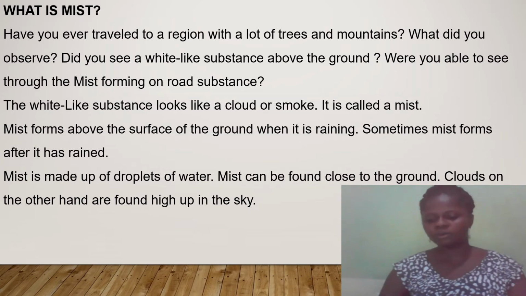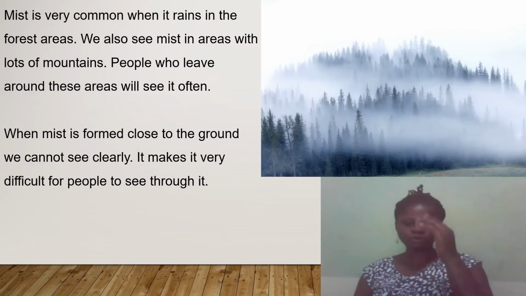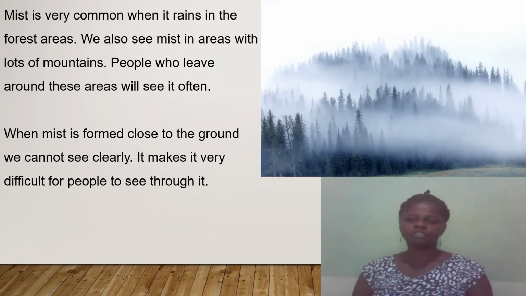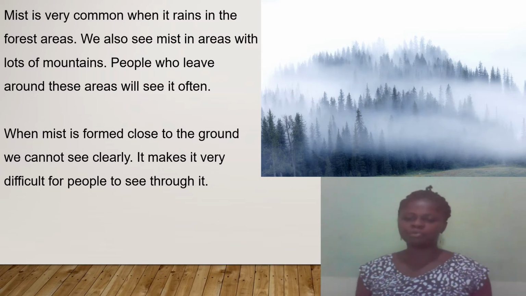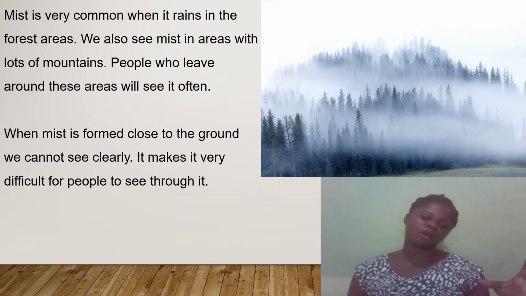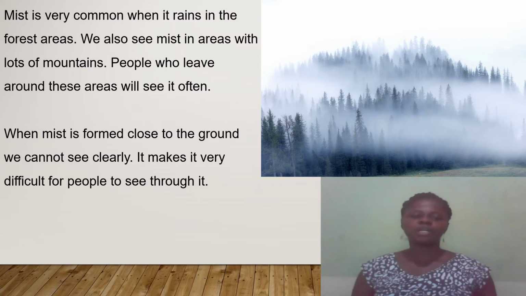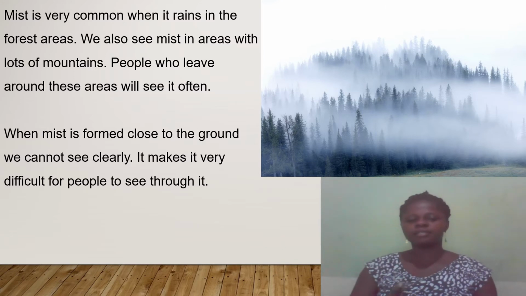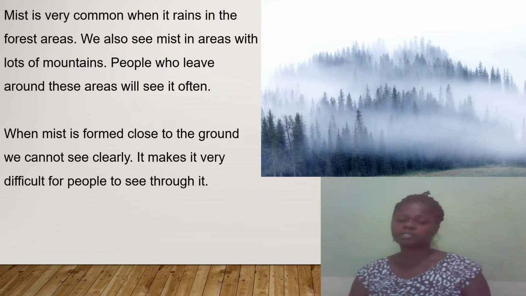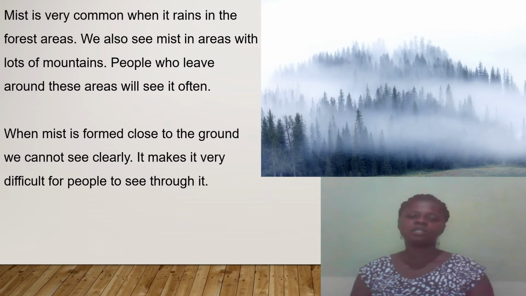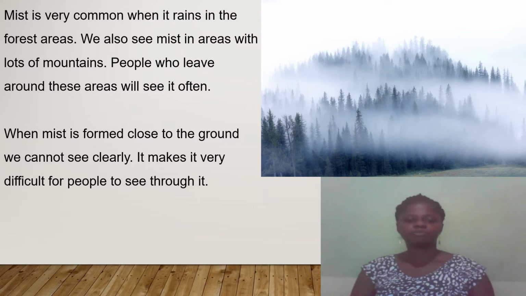It's only the cloud that forms high up in the sky, but mist forms close to the ground. So in the picture you see the trees. The green trees are all almost disappearing. The white substance is covering the trees, so you can't really see the trees well. So it is very common when it rains in the forest areas, okay. And then we also see mist in areas with lots of mountains.